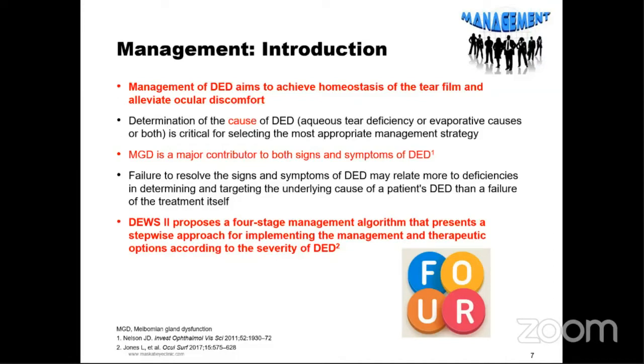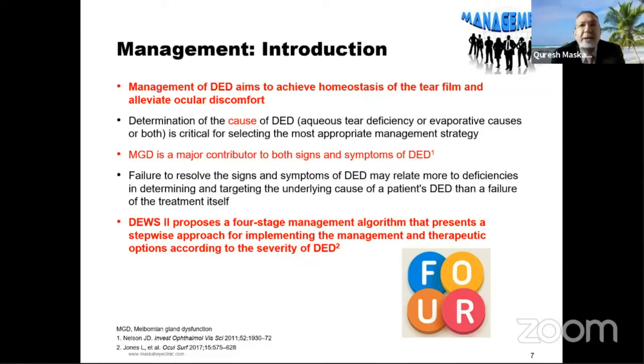Obviously, the patient is not interested in homeostasis. He doesn't understand the meaning of the word. He wants his ocular discomfort alleviated. For this, we need to know the cause first. And then we have a 4-stage management algorithm.